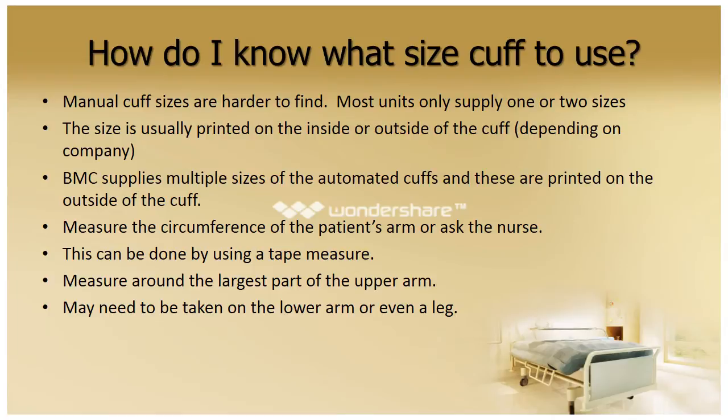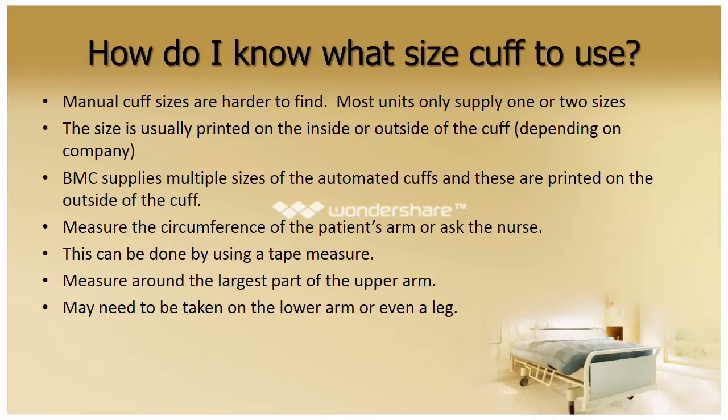So how do we know what cuff size to use? Manual cuff sizes, as we discussed before, are a little harder to find. Most units only have 1 or 2 sizes. It's important to know this information so that the right cuff is being applied to get the most accurate numbers. On the other hand, our automated cuffs usually are more frequent in numbers, and they can be found in the supply rooms, or if you need more, you can contact SPD. For some of our smaller little ladies that have really tiny arms, we can get a pediatric cuff for them.